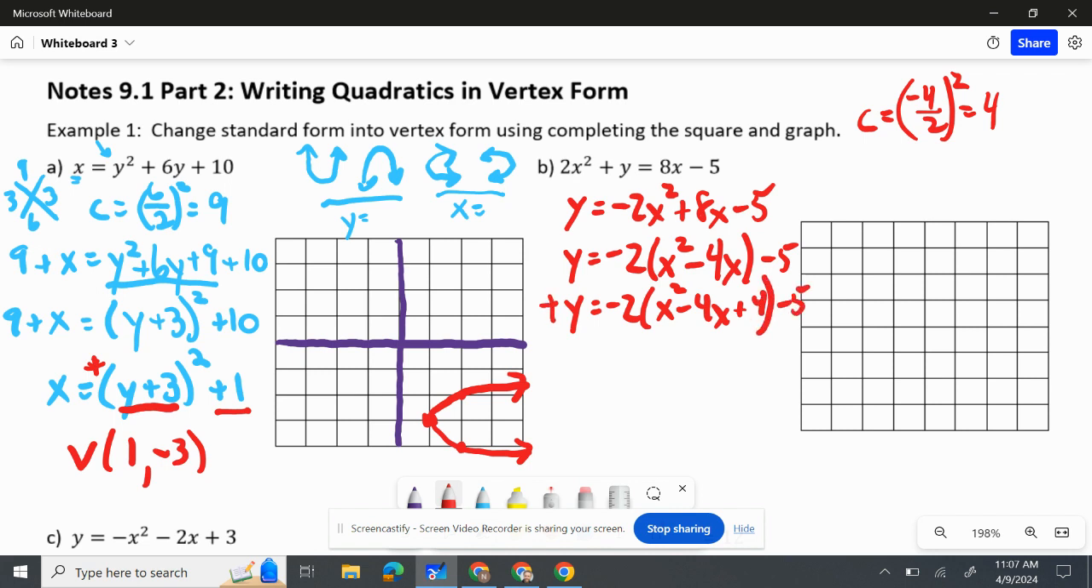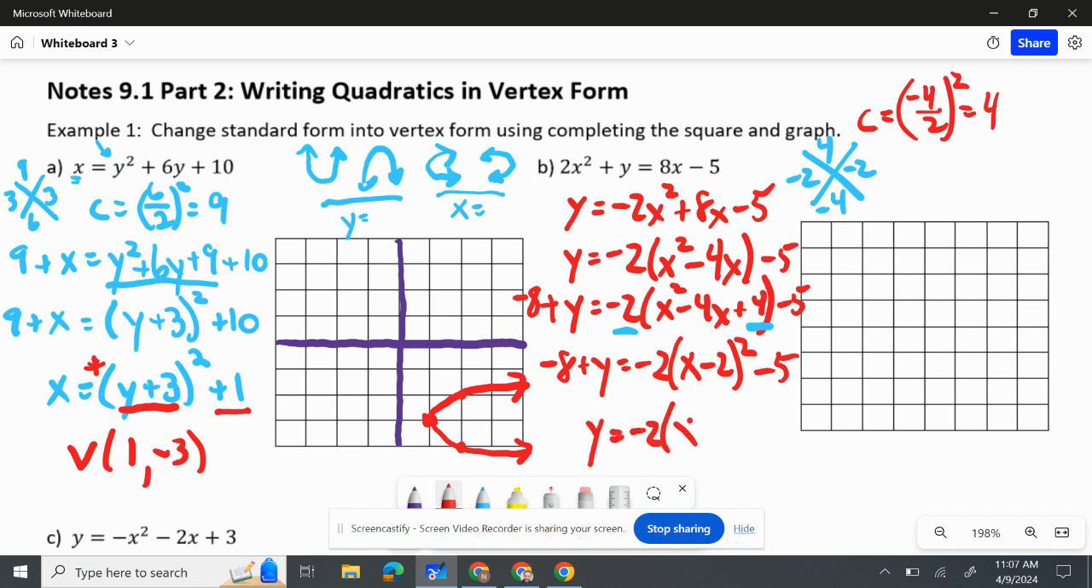And on the other side, I'm going to add negative 8. And remember, the reason that I'm adding negative 8 is because when we add the 4 on the right side, it's in a parenthesis, and outside the parenthesis is a negative 2. So negative 2 times 4 is negative 8. I'm going to factor. Two numbers that multiply together give me 4 and add up to negative 4 is negative 2, negative 2. If we're doing this correctly, it's always going to be the same. So we have negative 8 plus y equals negative 2, x minus 2 squared minus 5. Then I add the 8, and I get negative 2, x minus 2 squared plus 3.